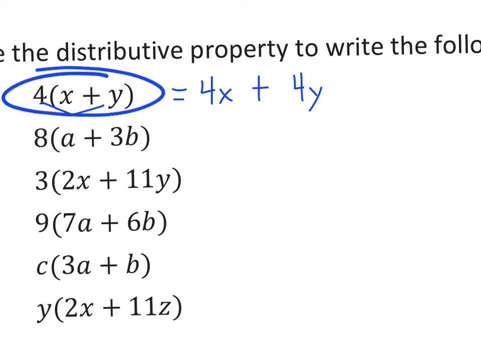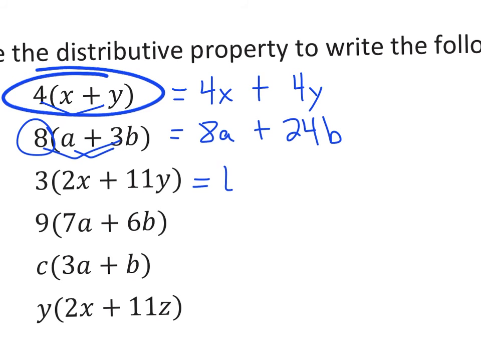Okay, on to letter B. I have a plus 3b, the sum of a plus 3b, 8 times, which would be 8a 8 times. And then 8 times 3 is 24. And then, of course, b is also that number of times. And we are at 8a plus 24b. Okay, last one I'm going to do is 6x plus 33y.